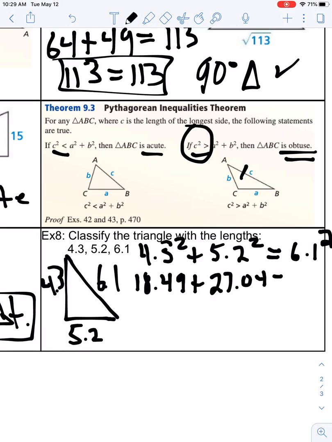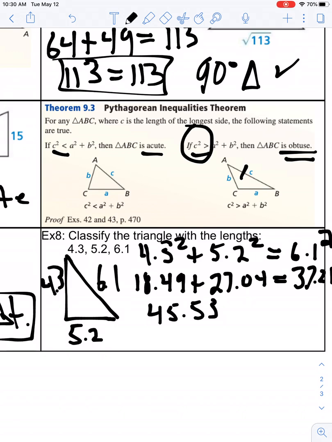And we're going to leave the equal symbol out to see if we have a true statement. Oh, you know, we're going to leave it in. We're going to have it equal 6.1 squared, which is 37.21. So we add those together, and when we combine them, we get 45.53. I'm not going to do any symbols yet.